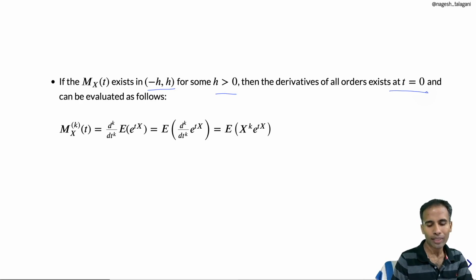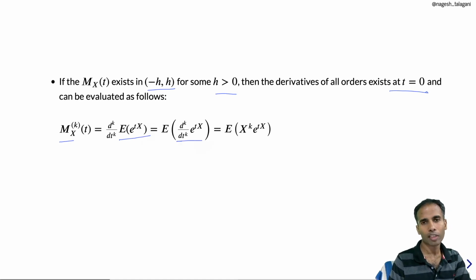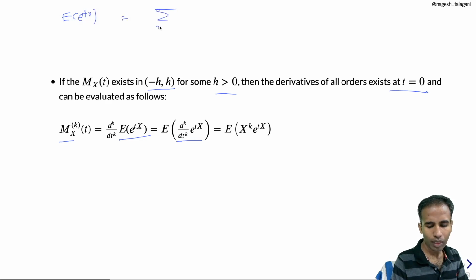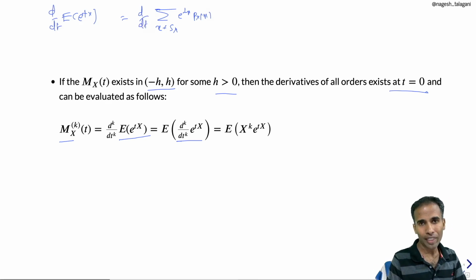If you want to get the kth derivative of MGF with respect to t, that is the kth derivative of expectation e power tx, you can actually perform this differentiation inside the expectation. The reason is this. For example, in the discrete case, expectation of e power tx is the summation over x belonging to Sx of e power tx p of x. If you want to differentiate with respect to t, when Sx is finite at least, we can actually do this term by term differentiation.